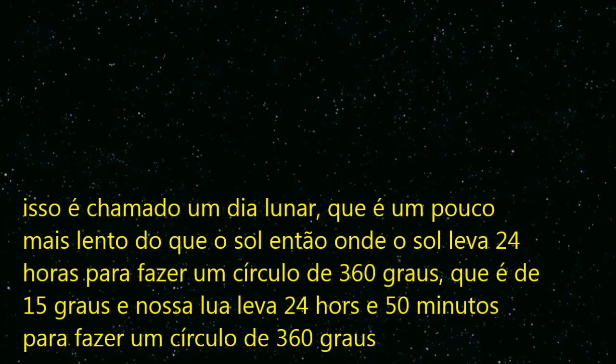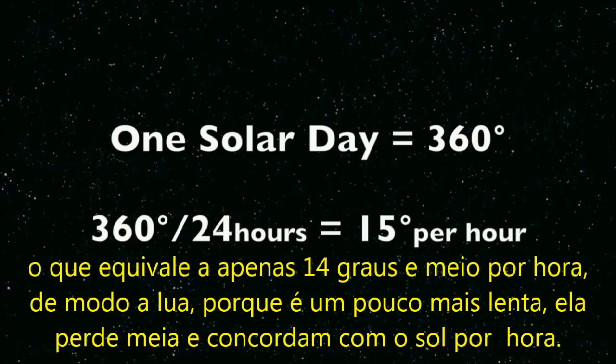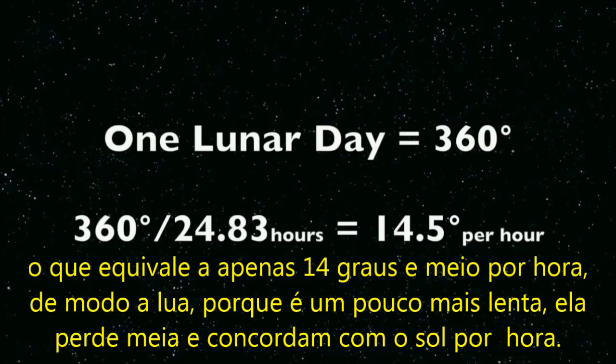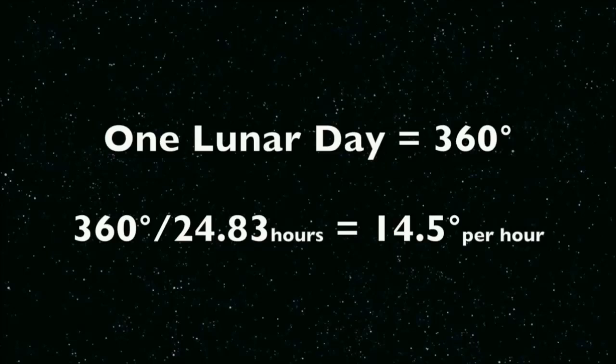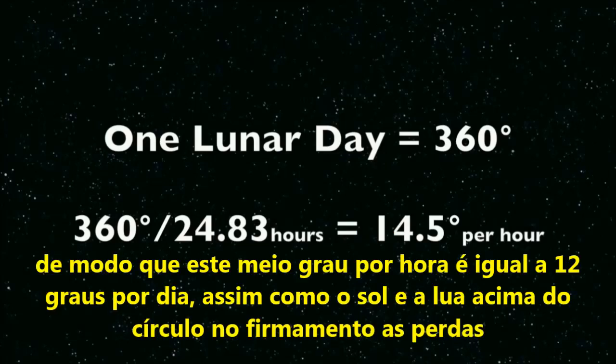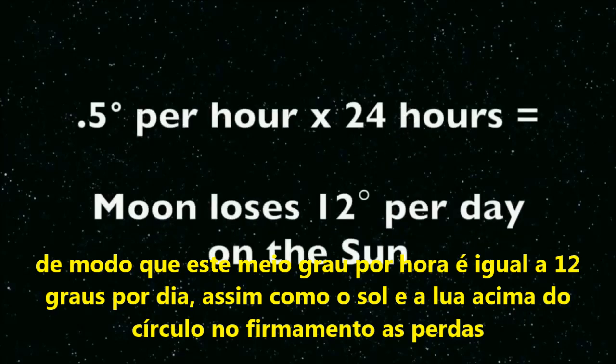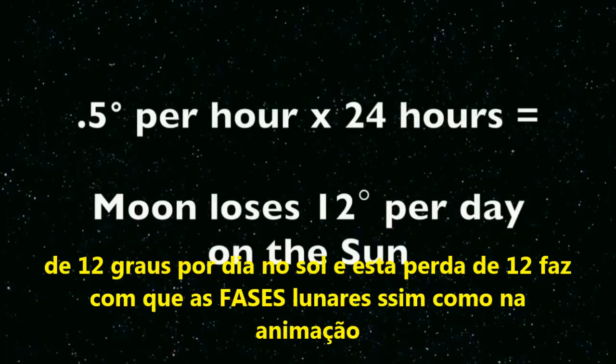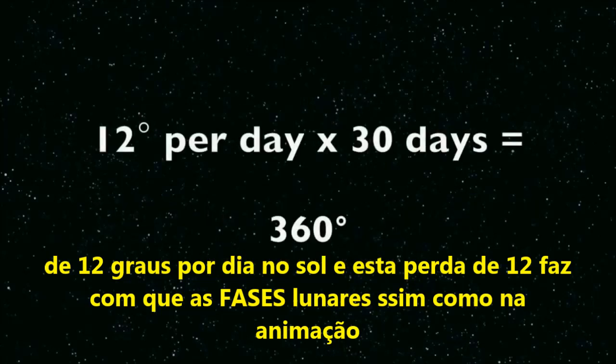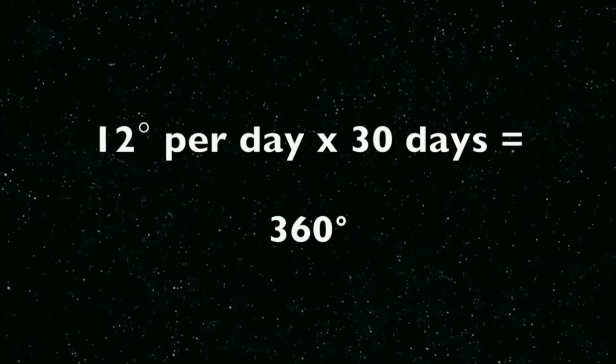So where the sun takes 24 hours to make one 360-degree circle, which is 15 degrees an hour, the moon takes 24 hours and 50 minutes to make one 360-degree circle, which equates to only 14.5 degrees per hour. So the moon, because it's slightly slower, loses a half a degree on the sun per hour. So this half a degree per hour equals 12 degrees per day. So as the sun and the moon circle above in the firmament, the moon loses 12 degrees per day on the sun. And this 12-degree loss causes the lunar phases.